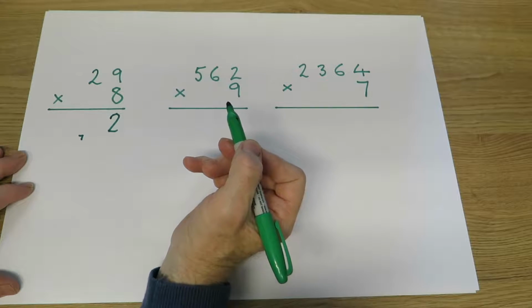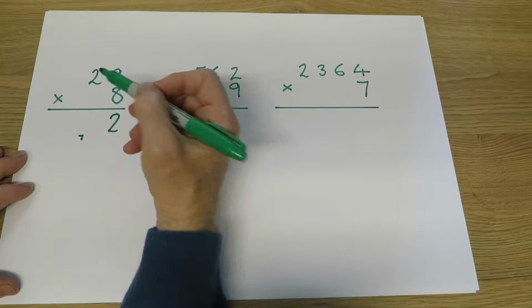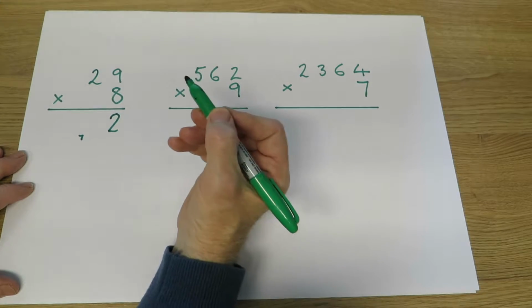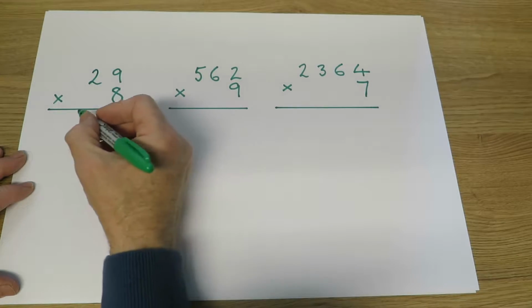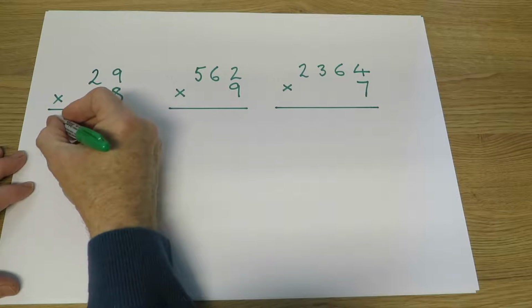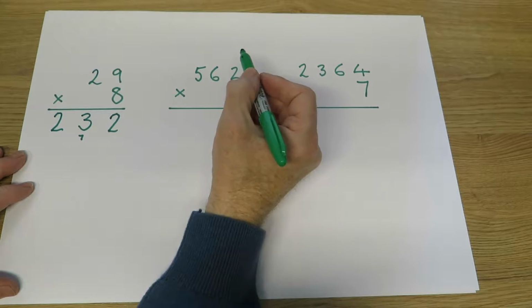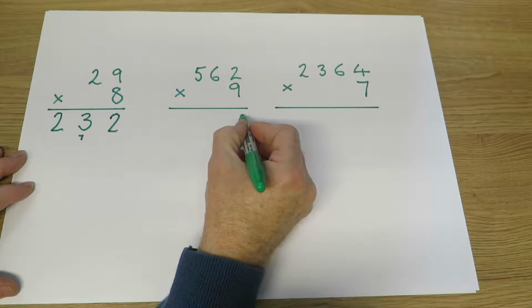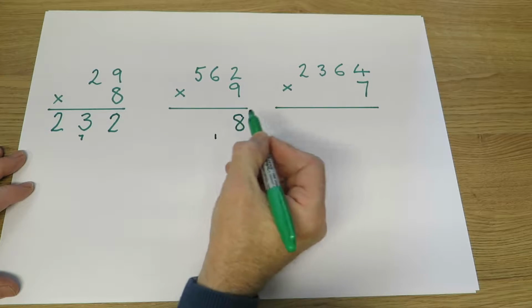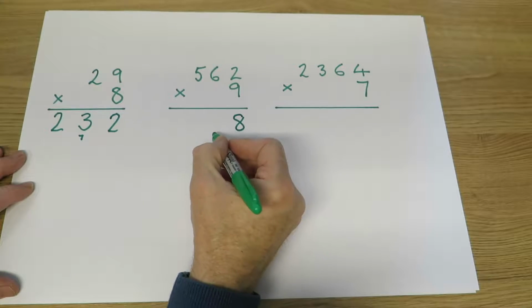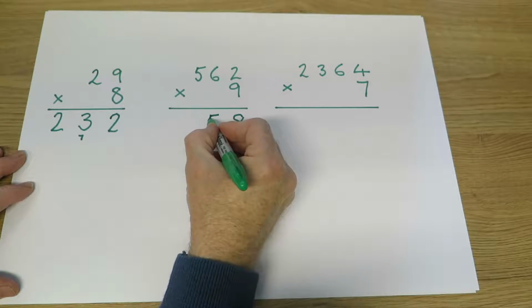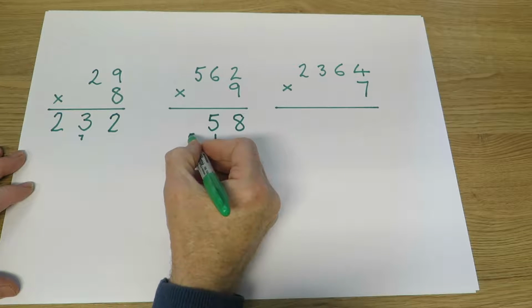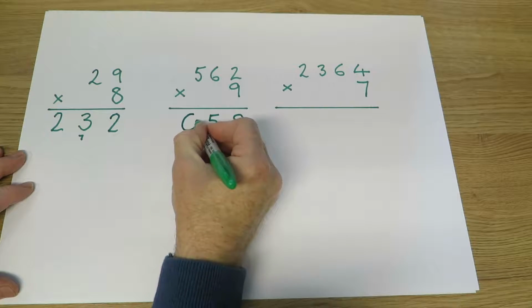Still says 72. 2 10s times 8, 2 8s are 16, add 7 gives us 23 10s, so that's 3 10s and 2 for the hundreds. Looking at this one, again starting with the units, 2 times 9 is 18, 8 there and little 1 there. 6 times 9 is 54, add 1 makes 55. 5 times 9 is 45, add 5 makes 50.